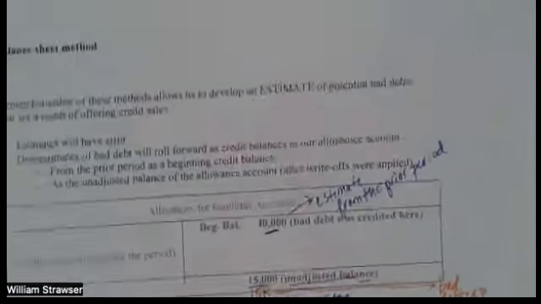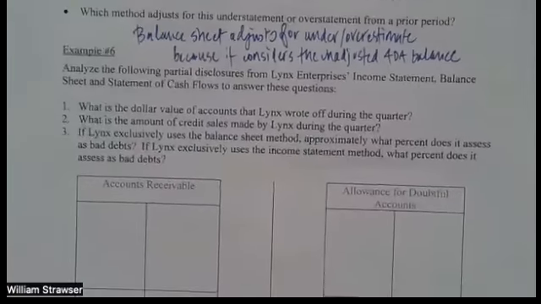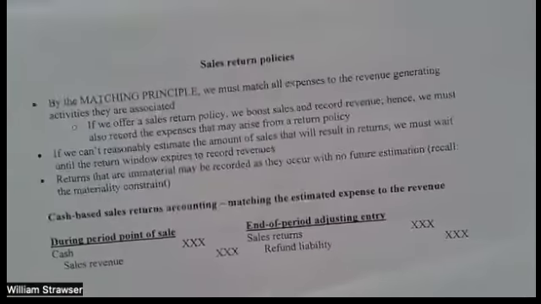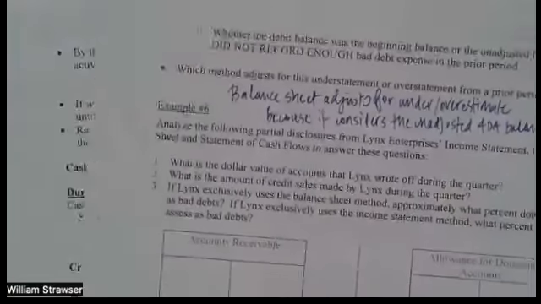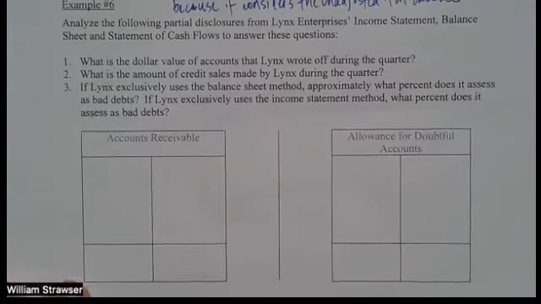So the estimates do balance themselves out, but only under the balance sheet method. I want to head into sales returns because that is something where the book does something a little strange.